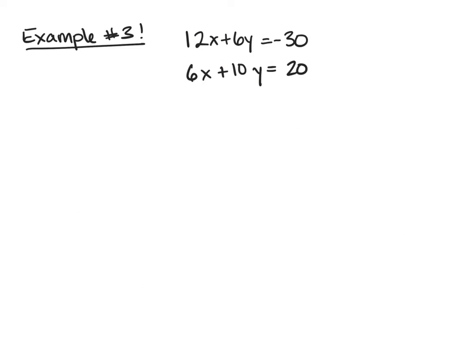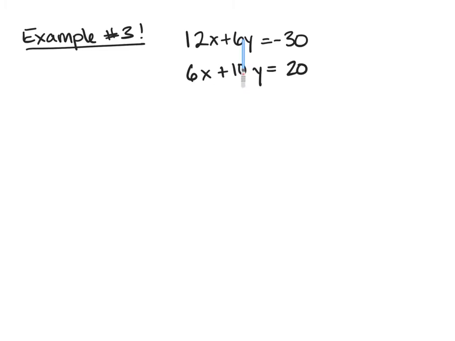Okay, y'all, so check this one out. When you look at this one, it's not really obvious whether we should try to eliminate the x's or the y's because they're not the same, right? So what can we do to fix this? When I see this, I see that 6 and 12 are related to each other because if I just multiply 6 times 2, it equals 12, right?